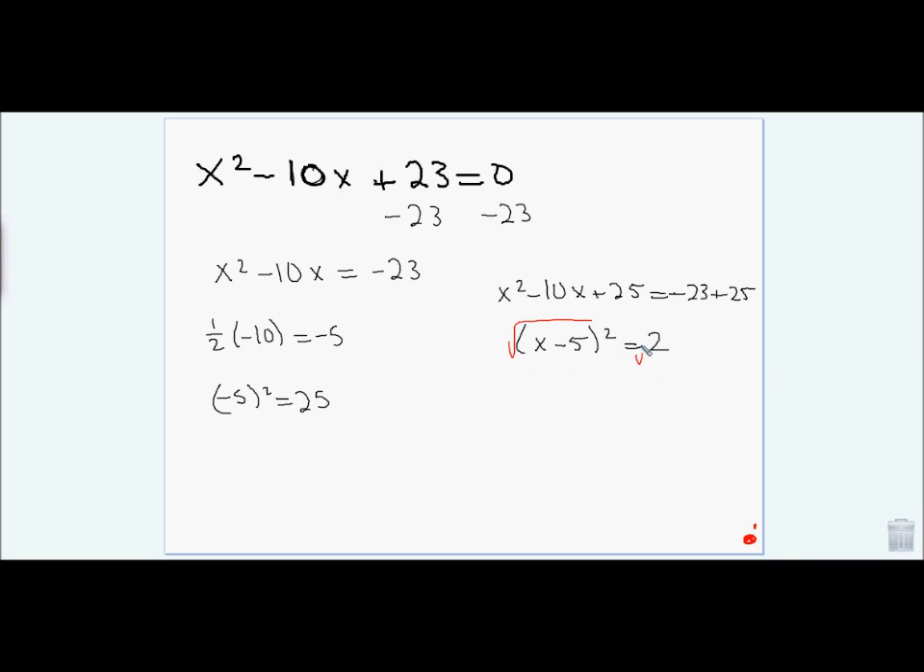Take the square root of both sides. x minus 5 is equal to plus or minus the square root of 2. Add 5 to both sides, and you get x is equal to 5 plus or minus the square root of 2. And that is how you solve quadratic equations by completing the square.